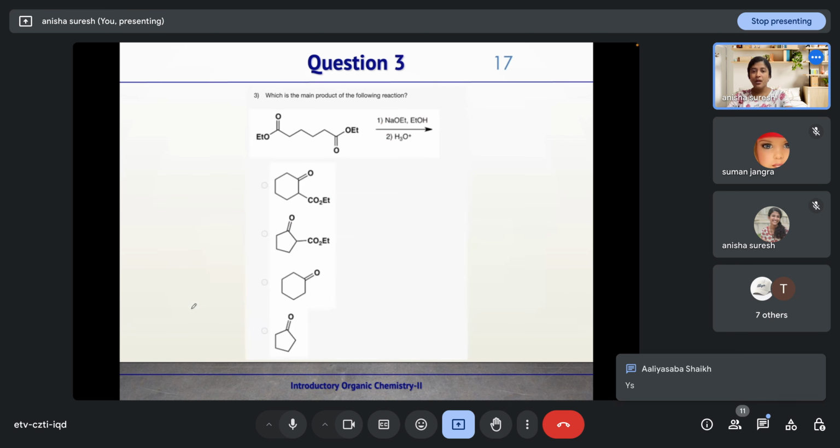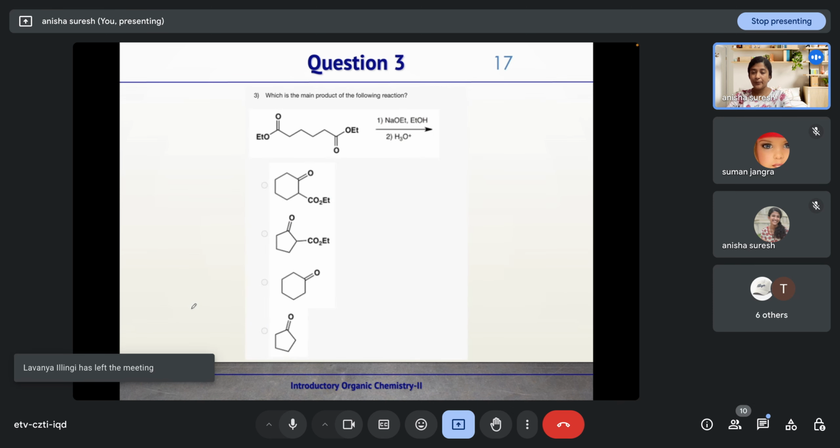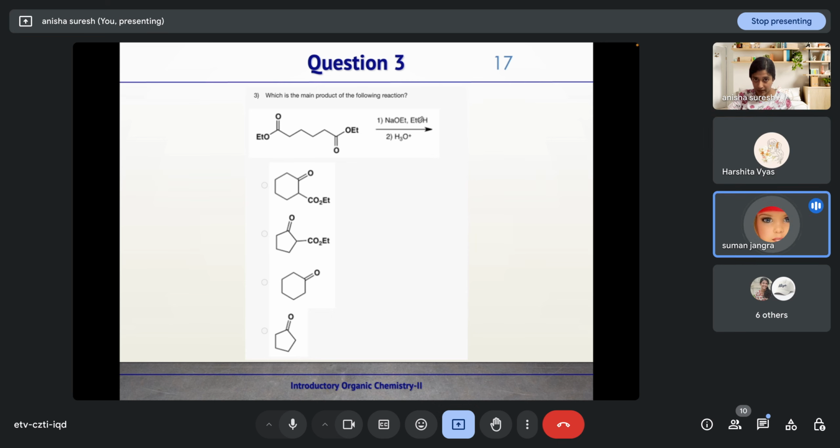Okay. Now coming to question number 3. Which is the main product of the following reaction? So what is the name reaction here? Dieckmann, Claisen condensation. The Claisen condensation is right, but when two esters are present and an intramolecular reaction is taking place, that is specifically known as Dieckmann condensation. So here, what is the main product that is formed?